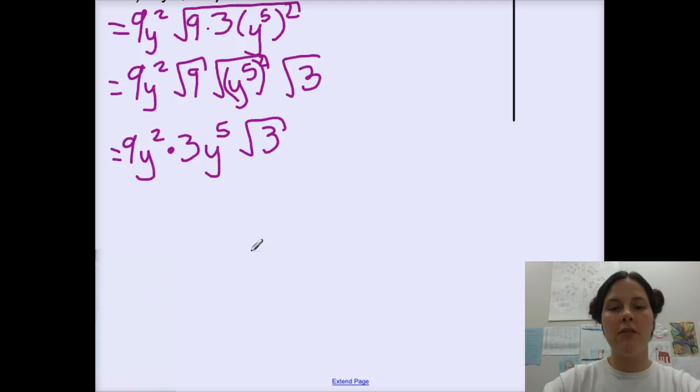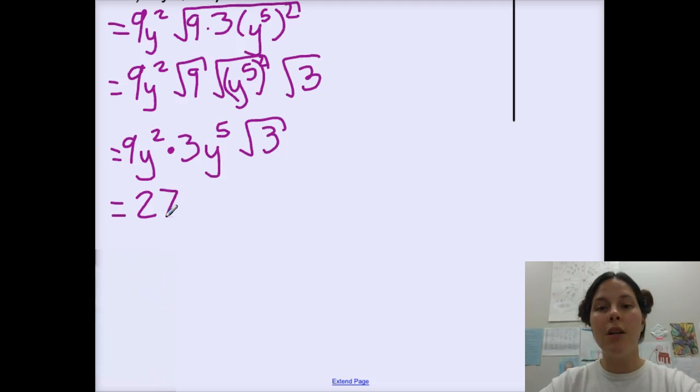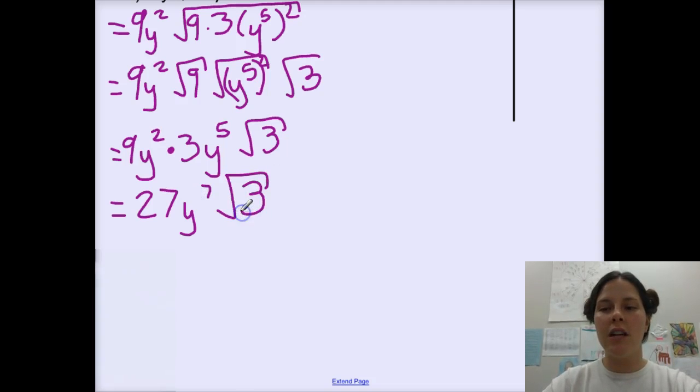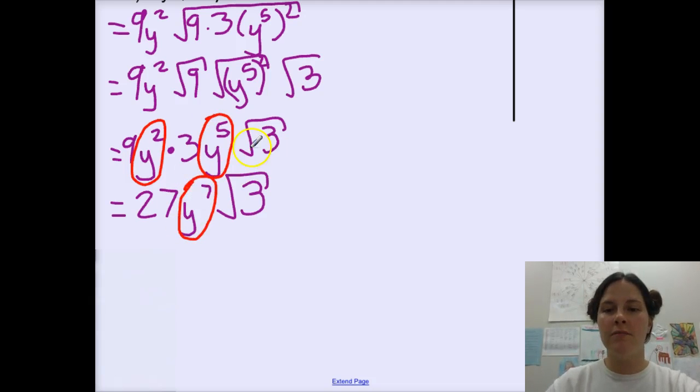Final step, multiplying everything all together. Multiply your coefficients. 9 times 3 is 27. And multiply your powers, which means we add the exponents. So we have y to the 7th with the square root of 3 left over. So remember, if you are having a hard time with your exponent rules, here we have 2 y's being multiplied together. Here we have 5 more y's being multiplied together for a total of 7 y's being multiplied all together.